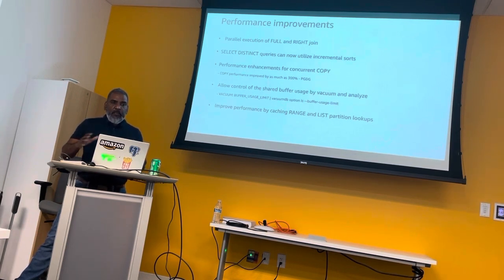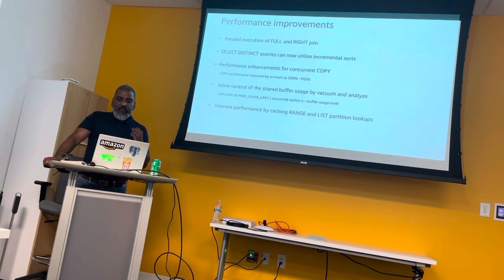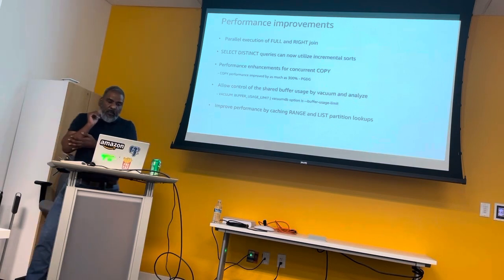Vacuum and analyze. As you might know, in PostgreSQL, whenever you update or delete data, it keeps the old version of the data, known as the dead tuple, and collectively it's known as the bloat. Now we can add a limit on how much buffer usage the vacuum can use, because earlier, if the vacuum was quite intensive, it could use a good chunk of shared buffers, which can impact overall performance. Shared buffers are used to keep the dirty pages as well as cached data. If vacuum uses a lot, there would be less space for the dirty pages and the cached data.